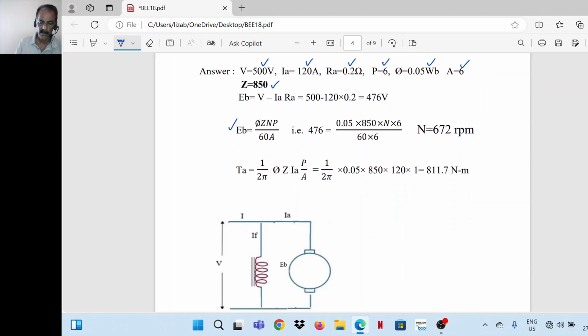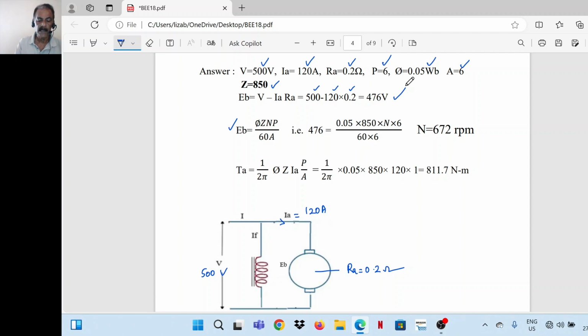Before that, let's mark the parameters in the diagram. This is 500 volts. IA is equal to 120 ampere. IF is not given. It's not required here. R is equal to 0.2 ohm. So the back EMF is equal to V minus IARA. V is 500, IA 120, RA 0.2, so 476 volts.